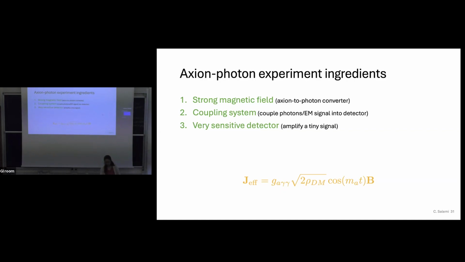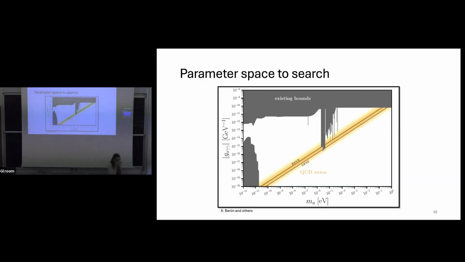So with that, this is the parameter space that we're going to be searching. On the y-axis, we have g_{aγγ}, that axion photon coupling constant. And then on the x-axis, we have the mass of the axion. This is a very, very large parameter space to search, many, many orders of magnitude in both directions.